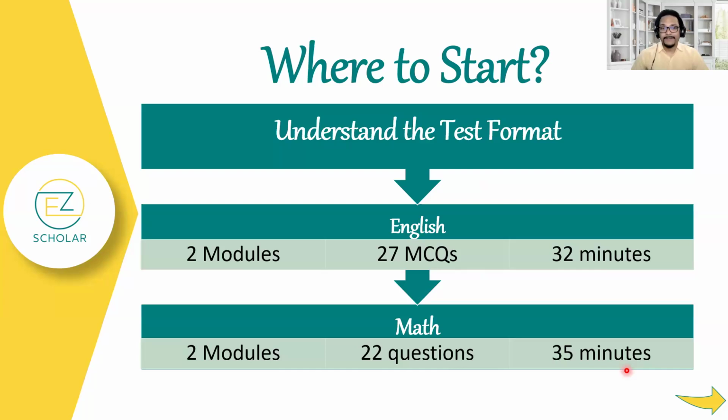The most important thing here is that the second modules for English and math are adaptive, which means they will adapt to your performance of module one. If you do really well on module one English and module one math, you'll get a more challenging module two for both of these questions. To get to that perfect 800, for English, you need to get a perfect 27 on module one so that you get to a very challenging module two and then ace that module as well.